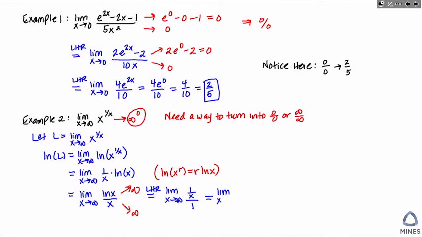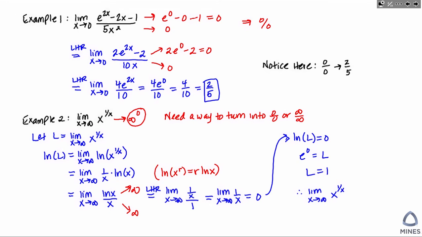Note, I've differentiated the top and bottom again. I can rewrite my limit, and now evaluating my limit, the limit as x goes to infinity of 1 over x is just 0. I have to be careful, however, to remember we started by taking the natural log of both sides. So what we really have found is the natural log of L, and we know that that's 0. So solving, e to the 0 equals L, or L equals 1. Since L was our original limit, we can conclude that the limit as x goes to infinity of x to the 1 over x must be 1.